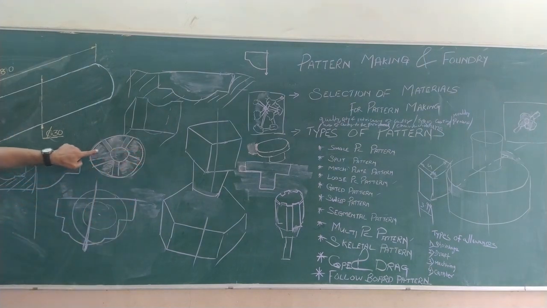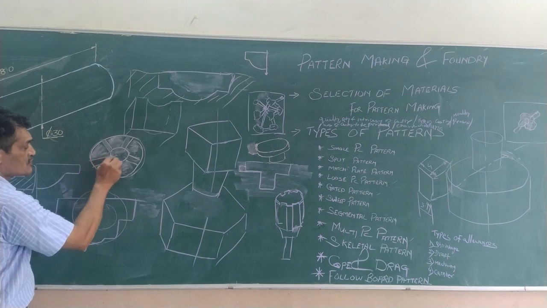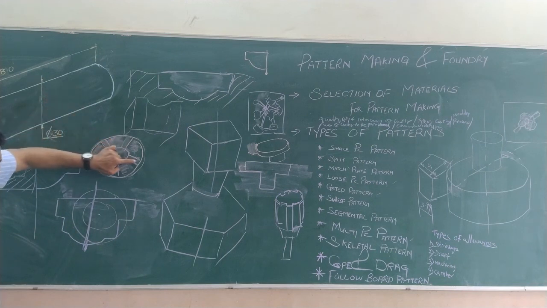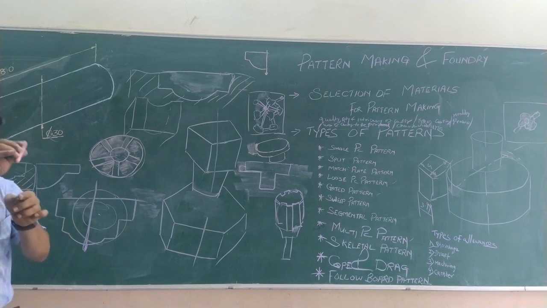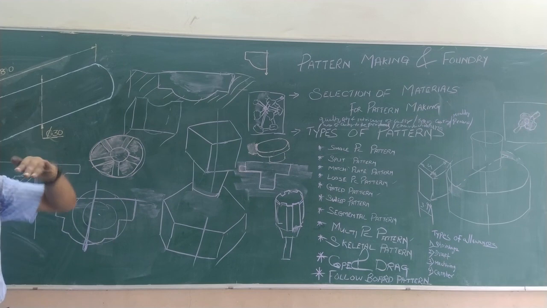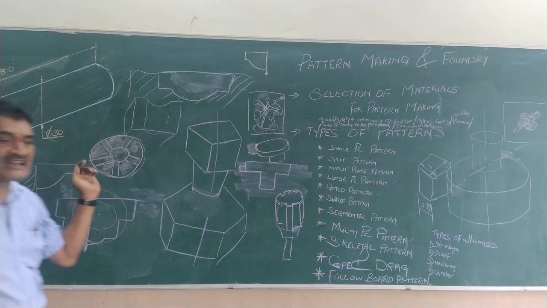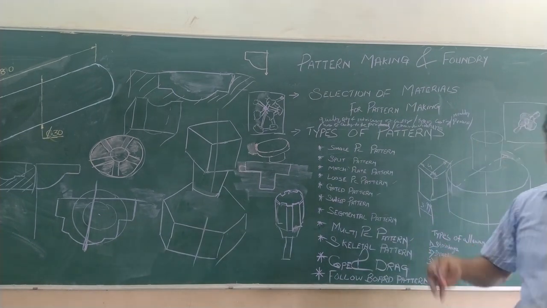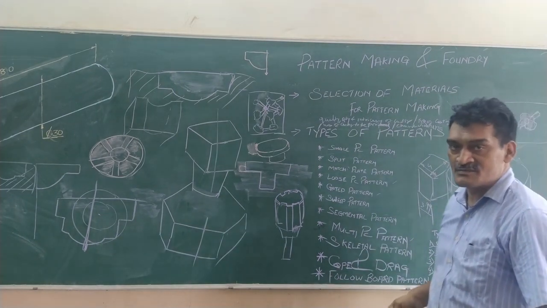So this part is filled with sand, this part is filled, this is filled, this is filled. So where is the hollow? This is the hollow. So what happens when you fill in the molten metal? The molten metal will fill this part, this part, this part. So when you drag in small circles or part of a circle, we call that type of pattern a segmental pattern. The next is multi-piece pattern.